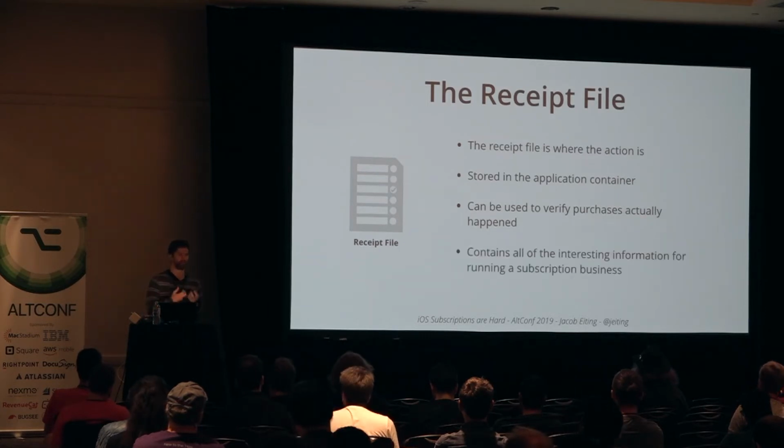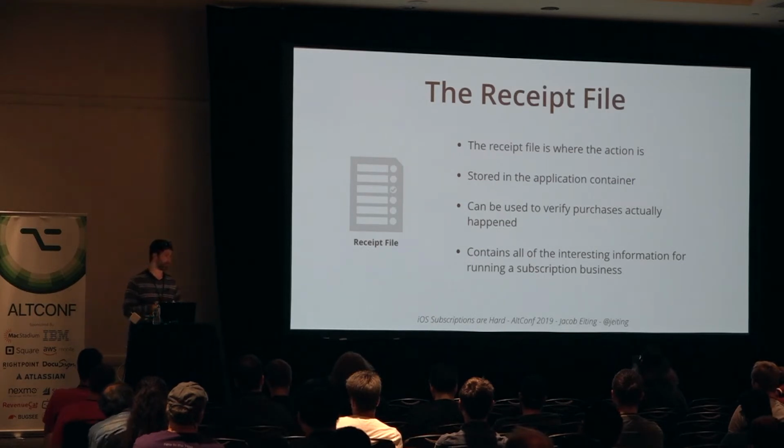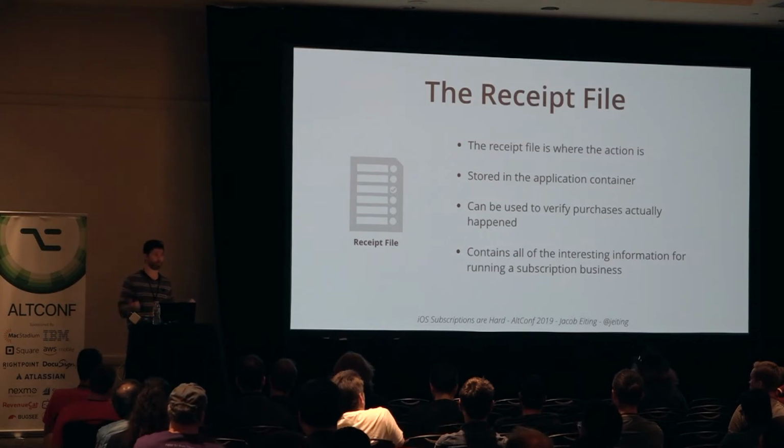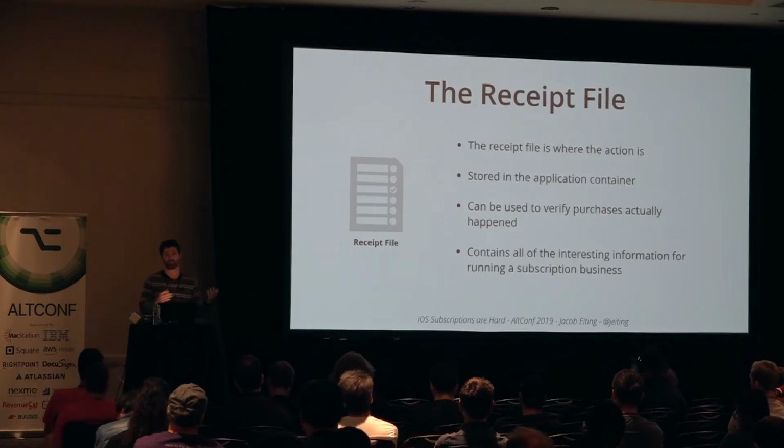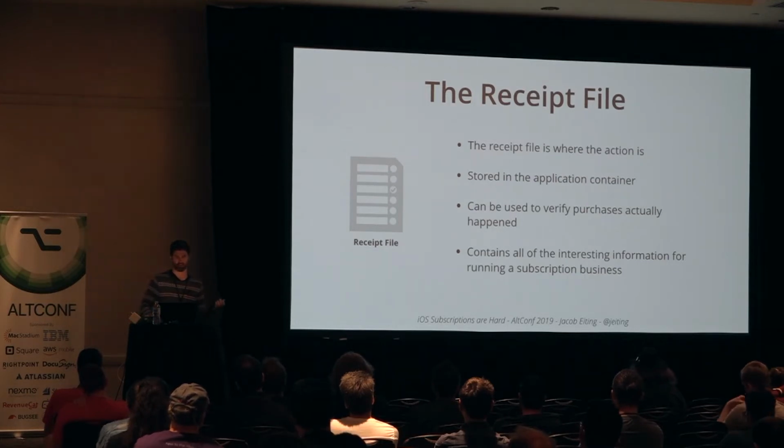It really contains all the interesting information that you're going to need for running a subscription business, basically the entire transaction history for a user, which is really cool. If you have this receipt file for a user, you can see their entire transaction history. And so if you have all of the receipt files for all your users, you have full visibility on the transaction history for your business. It's really important for computing business metrics like churn and active subscribers.